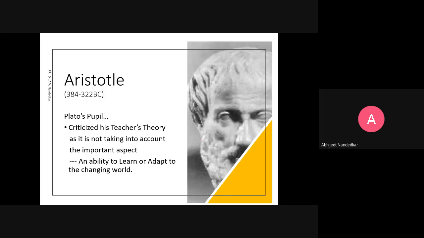He criticized his teacher, Plato, as it is not taking into account the important aspect, that is the ability to learn or adapt to the changing world. So adaptivity is the key in intelligence. This was the thing pointed out by Aristotle, who was a student of Plato.